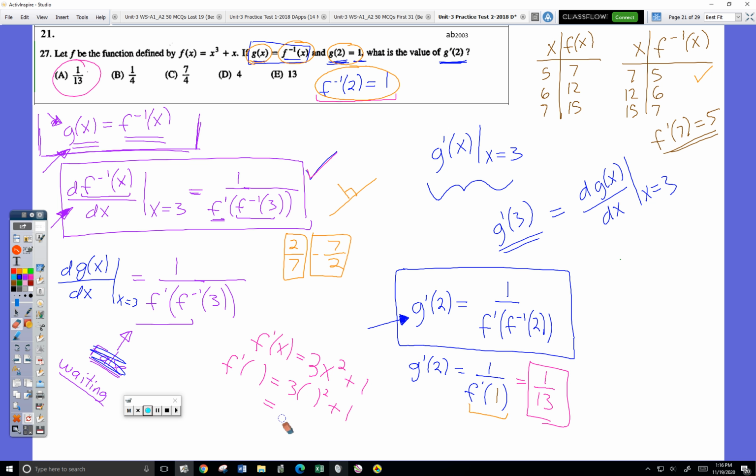How do you know f prime of 1? You plug it into f prime of x. Oh, okay, so 4.